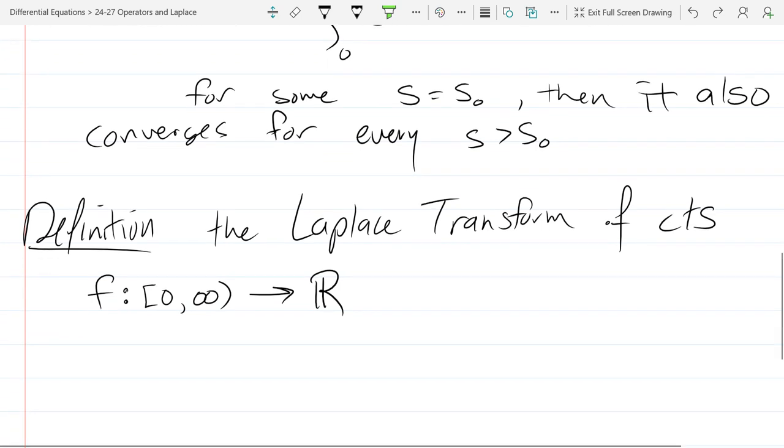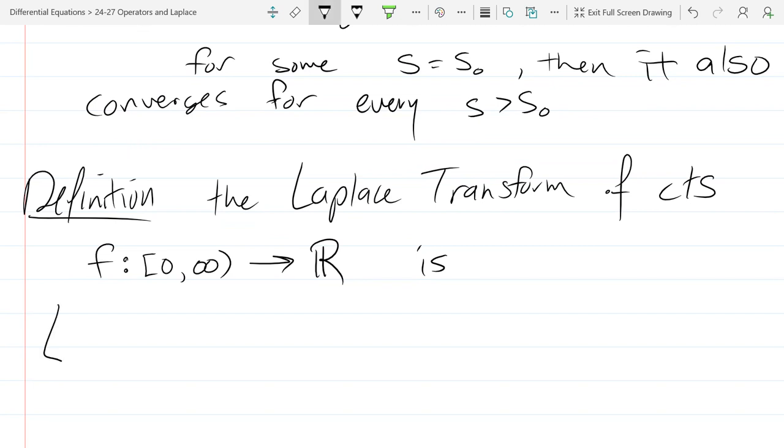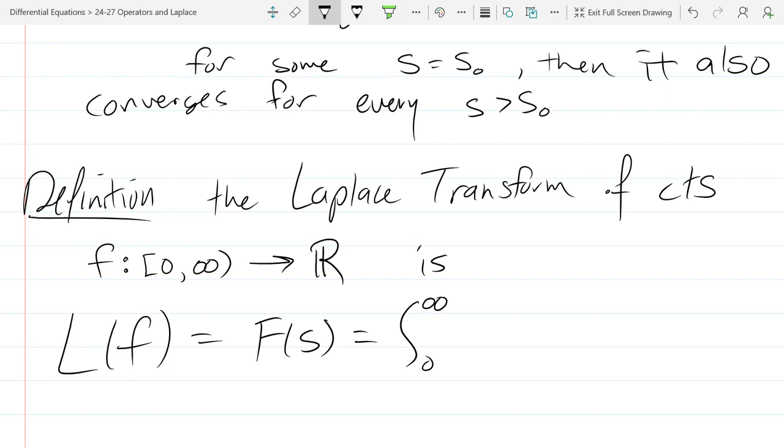So what is the Laplace transform? We use a capital L of f, so it is a function of f. It also could be written as a function of s. And it is the integral we wrote down above, e to the negative sx times f of x dx.